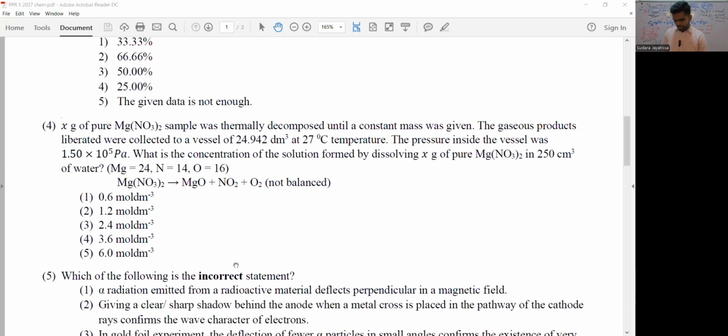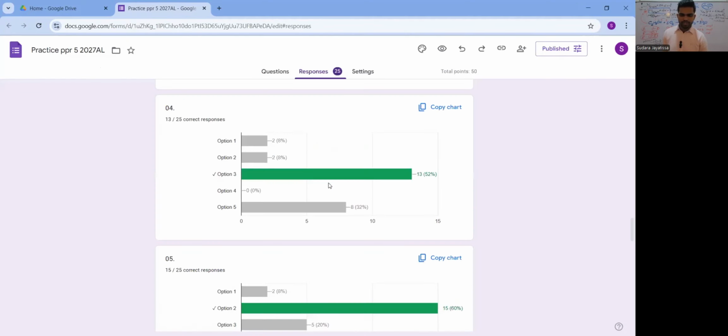According to my calculations, the answer is answer 3. Let's see the fourth question. Okay, the majority of you have taken that answer, and 8 of you, that's a considerable number, have taken answer 5. Okay, let's see how it happens.